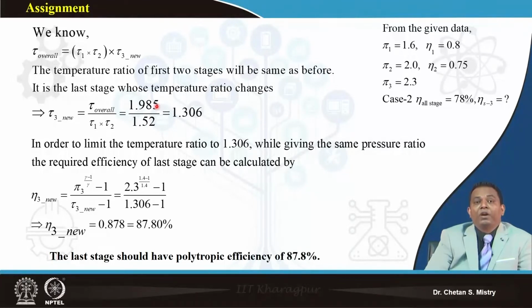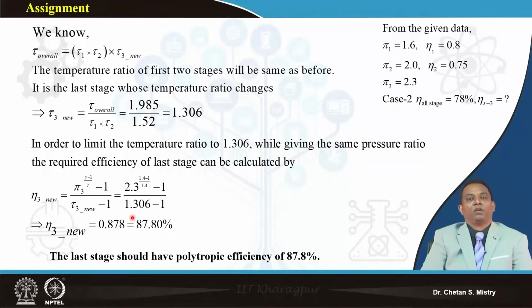It says my temperature ratio for the new stage, the third stage, is coming to 1.306. Now if we know this temperature ratio, I can use my relation for isentropic efficiency, that's in terms of my pressure ratio and my temperature ratio. If I put this number in, my efficiency is coming to 87.80.